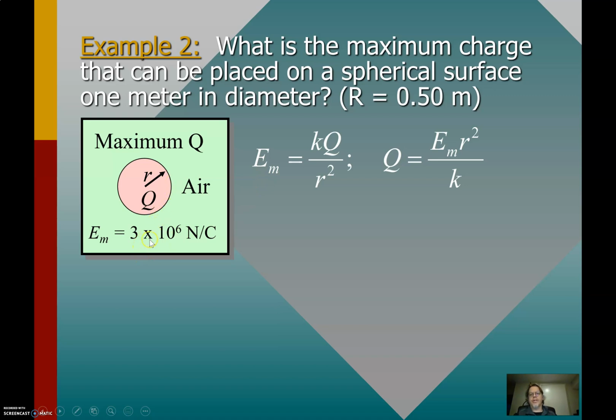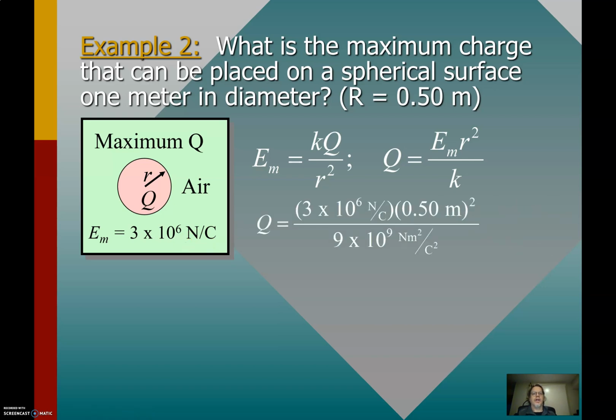The air is going to break down at 3 million volts per meter, or newtons per coulomb. Remember, that's the same thing. At 3 million, that's when you have a round sphere that's going to break down the air. Charge is going to come shooting off of that thing. And since it's 3 million volts per meter, from the length of the spark, how many meters the spark is, you can determine what that potential would have been.